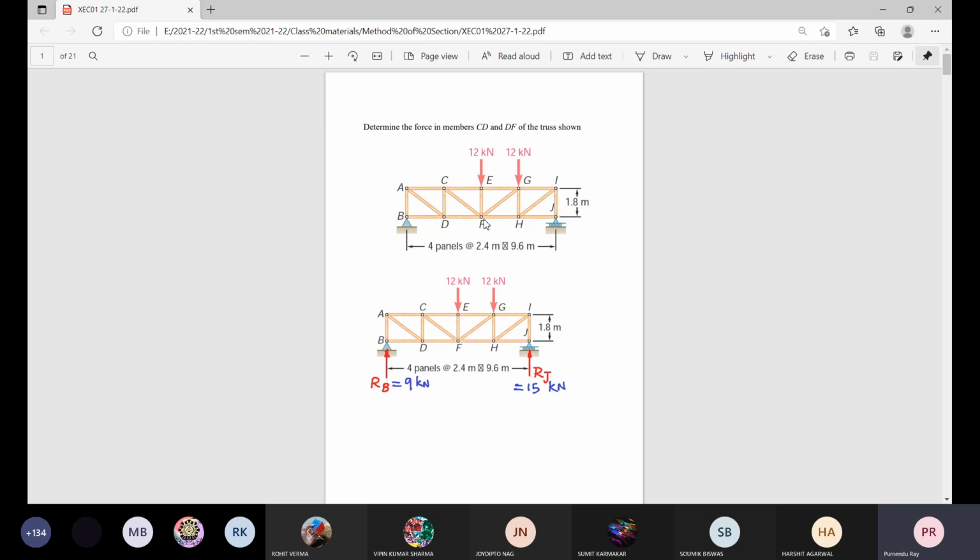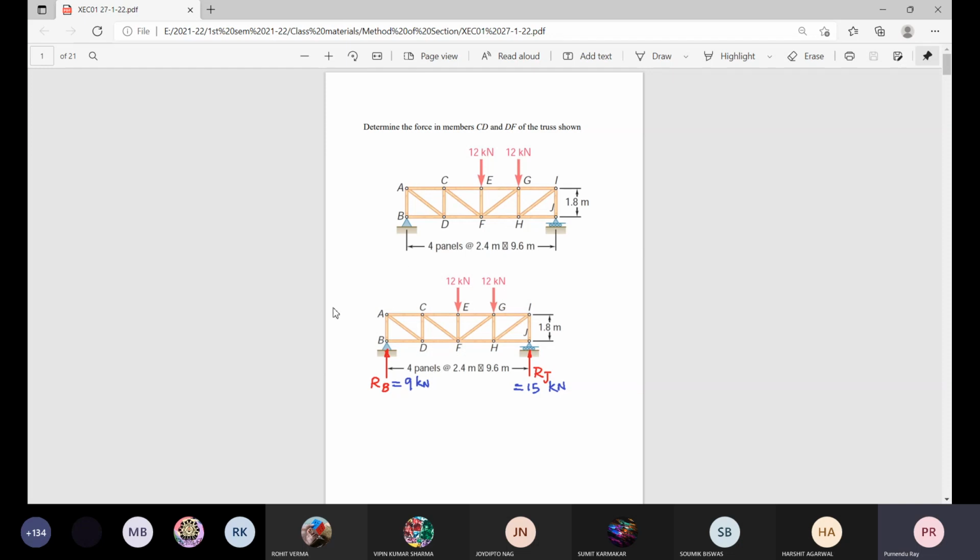So for such cases, now there may be different situations. First difference is for method of joints, you can solve only for two unknowns because it is a concurrent coplanar force system. But for method of section, you can solve for three members also, where this is the case of coplanar but non-concurrent force system.